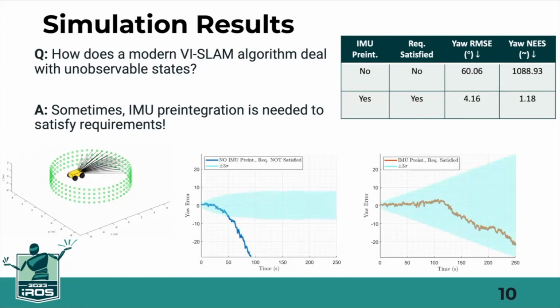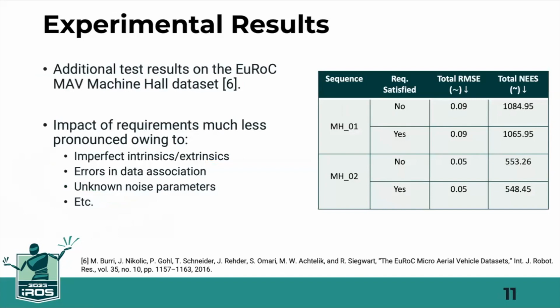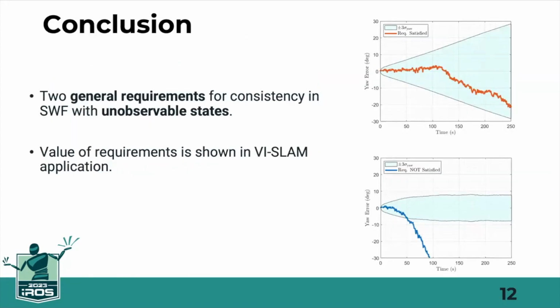Note that we compare many other VI-SLAM combinations in the paper and show that meeting the requirements leads to consistent estimates. We additionally include real-world results run on the EuRoC machine hall sequences. In these results, we note that things such as imperfect intrinsics and extrinsics, errors in data association, and unknown noise parameters result in inconsistencies regardless of the two requirements. However, we showed that setups that meet our two requirements tend to be more consistent than those that don't, with consistently lower NIS values.